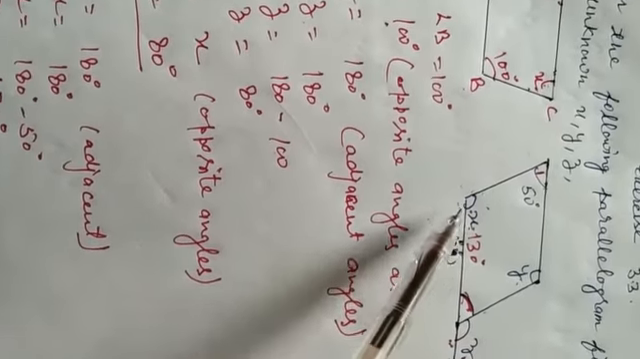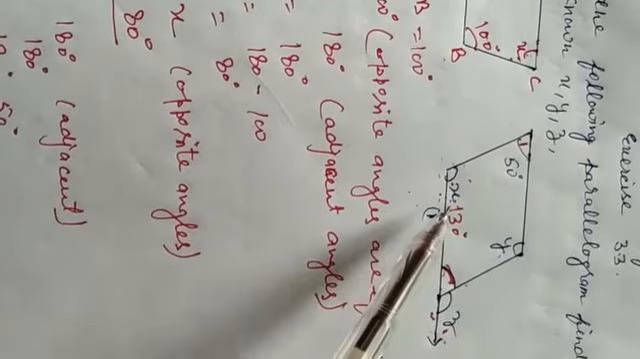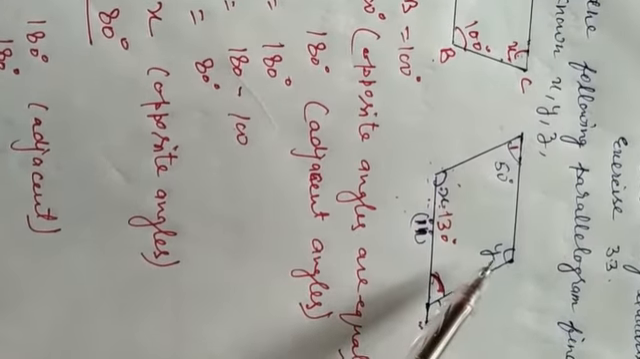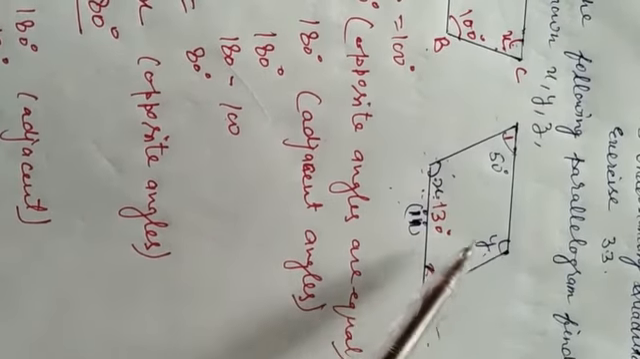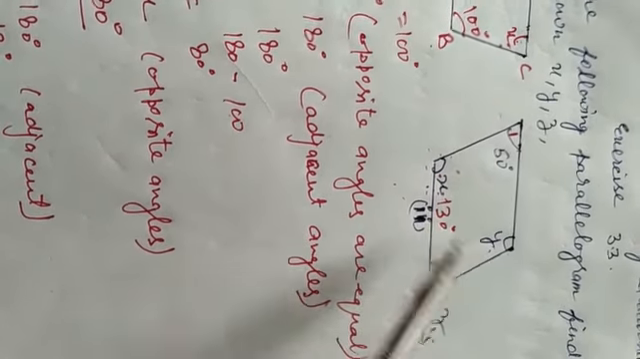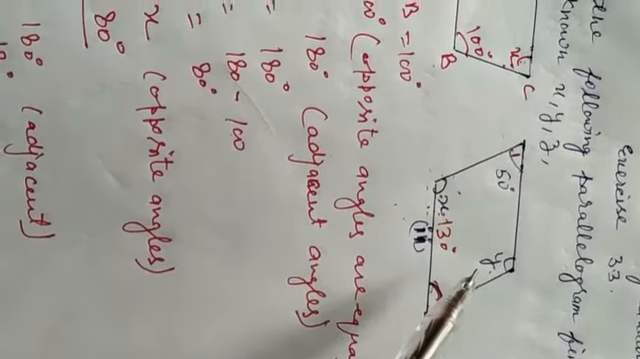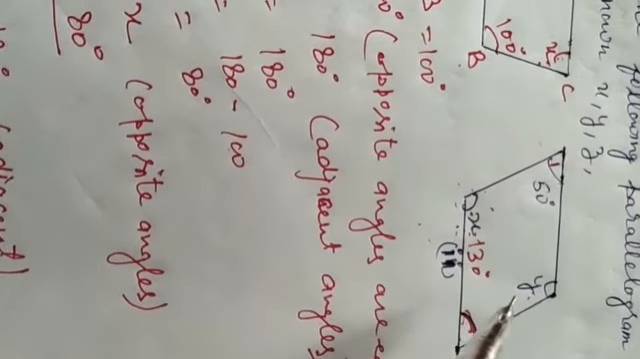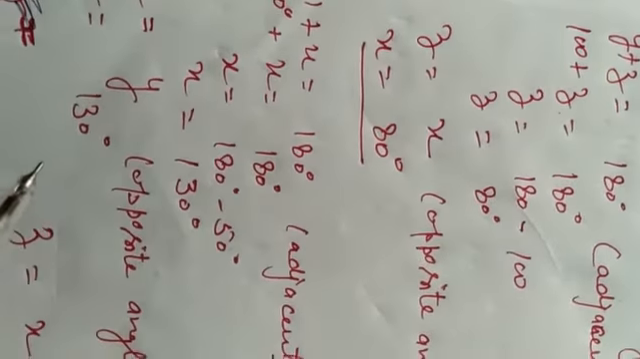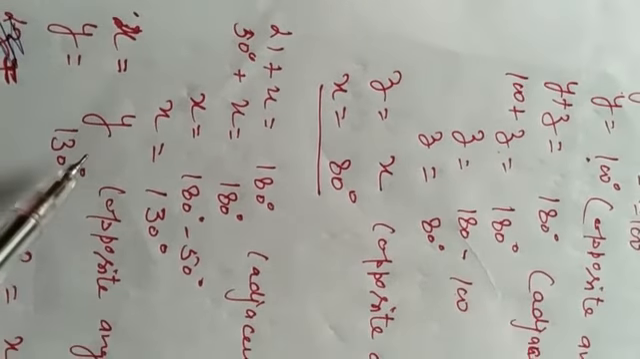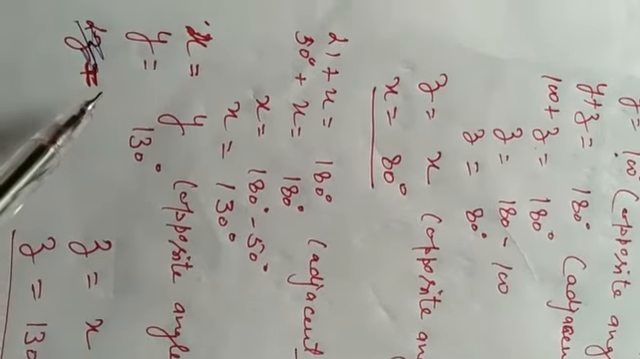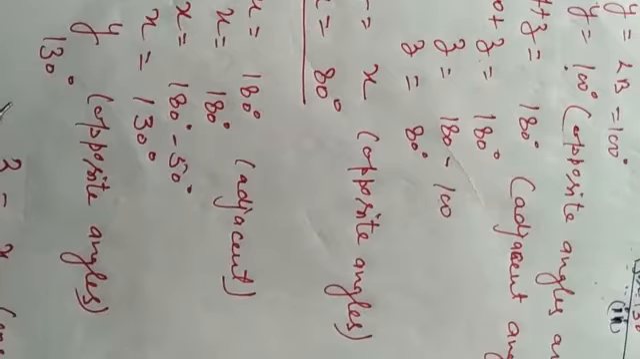Now we got this x as 130. Now easily we can find the value of y because x and y are both opposite angles. So y we got 130 angle.